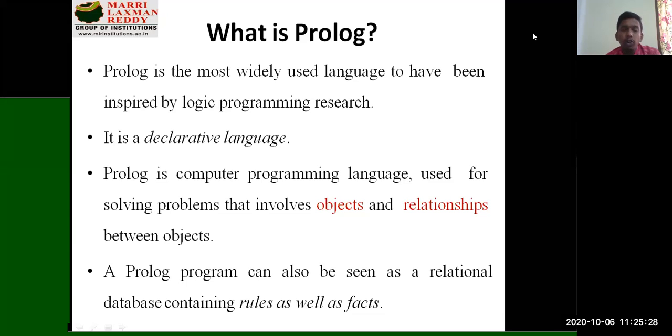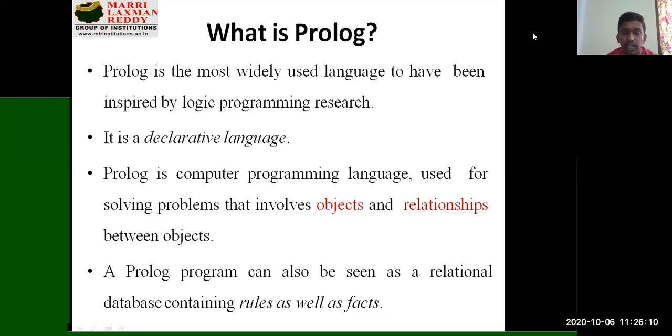You need to understand how logic can be applied with respect to programming and AI. Prolog is a declarative language which only defines what is to be done. It will not specify how a procedure or output needs to be ensured. It only relies on giving you queries. Prolog is also a computer programming language used for solving problems which involve objects and relationships between objects. So as a programming language, it basically deals with objects and relationships between them.